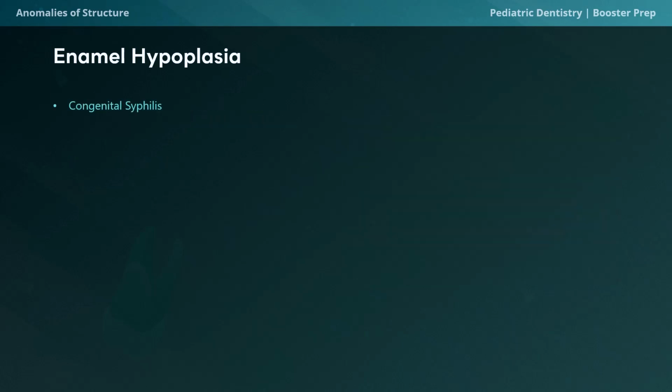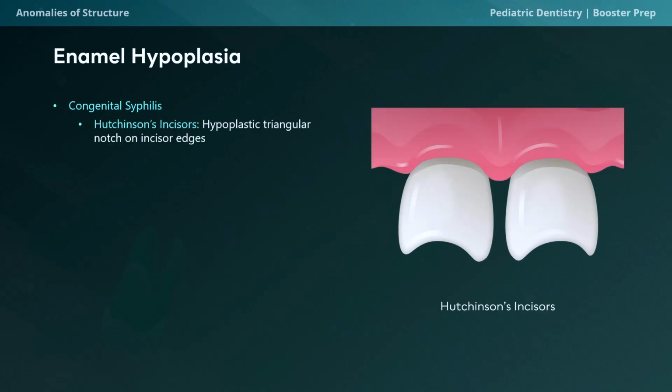Another form of enamel hypoplasia is associated with congenital syphilis. This is a condition transmitted from an infected mother to her unborn child. So there are two distinctive dental manifestations of congenital syphilis, and that is Hutchinson's incisors and mulberry molars. Hutchinson's incisors are characterized by a hypoplastic triangular notch on the incisors' edges, and mulberry molars exhibit a globular, rounded enamel cusp on the occlusal surfaces of the molars.